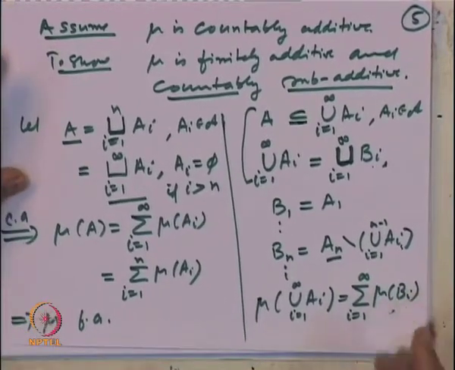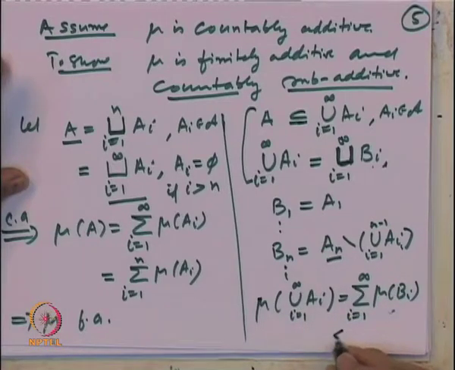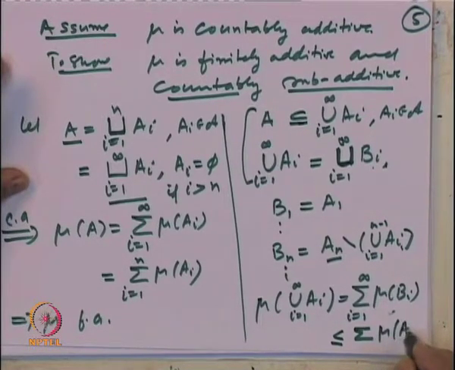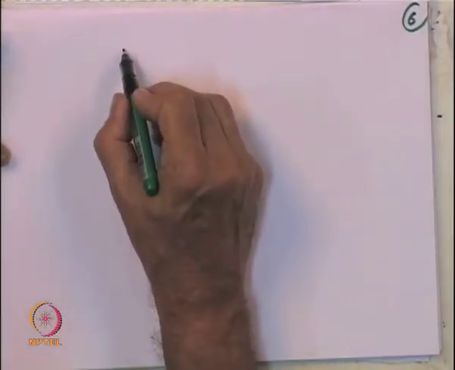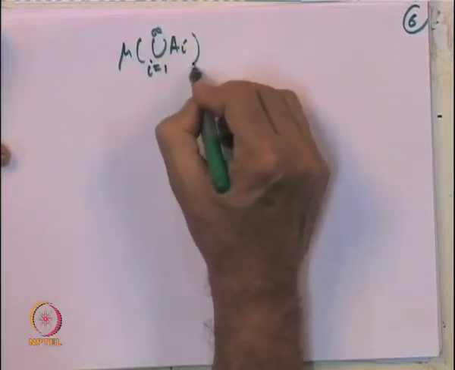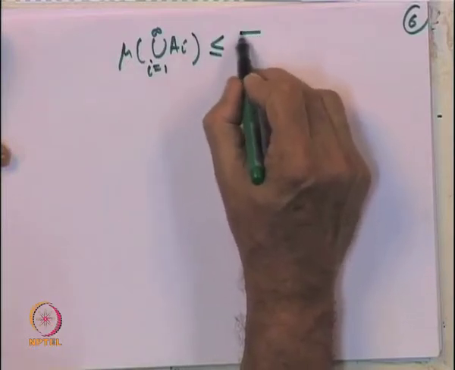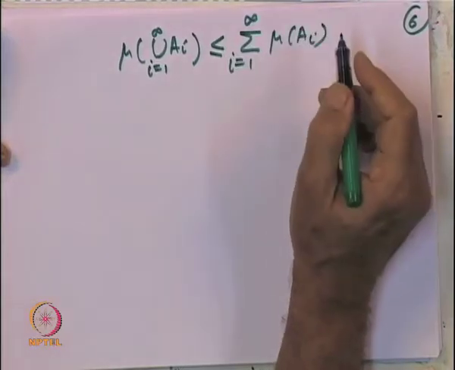And now, note each B_n is a subset of A_n. So, by the finite additive, monotone property, this is less than or equal to mu of A_n. So, what we have shown is the following, namely that mu of the union of A_i, i equal to 1 to infinity is less than or equal to sigma i equal to 1 to infinity of mu of A_i.